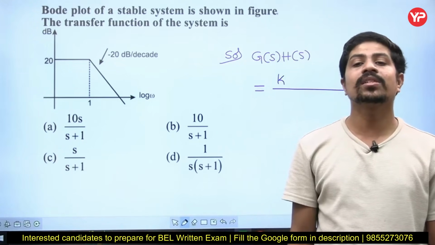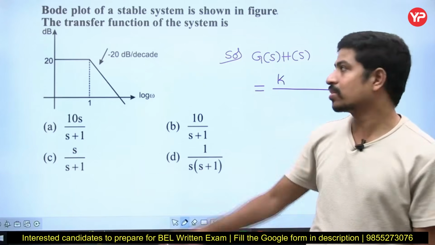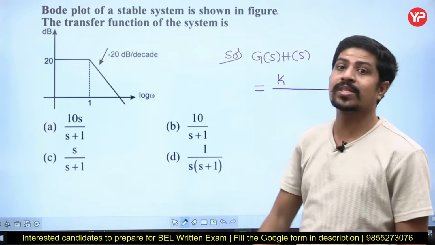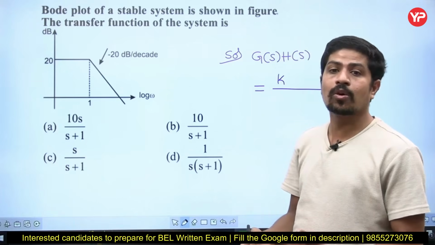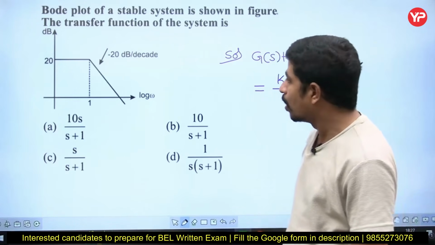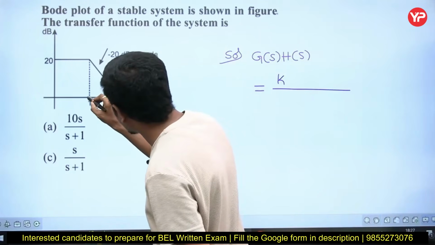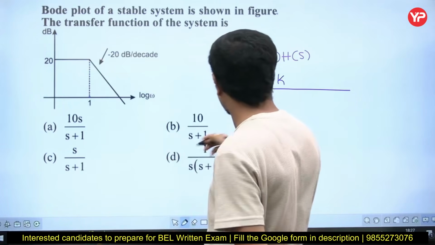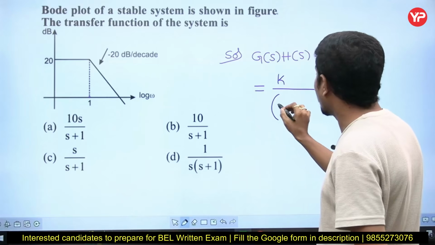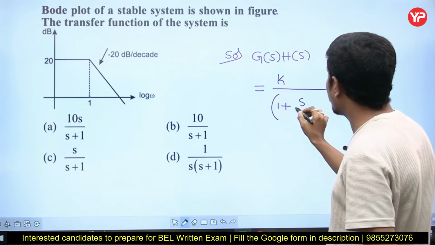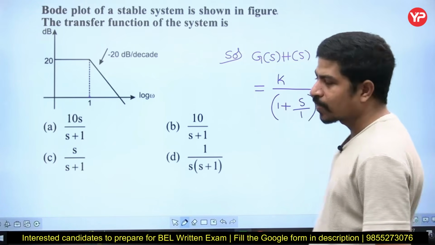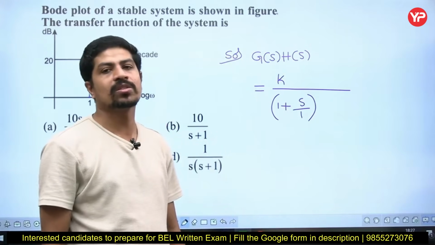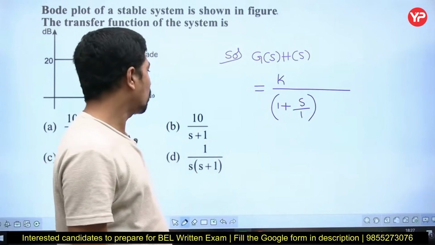Why is the initial slope 0? Because it's a straight line, and the slope of a straight line is 0. Initial slope will decide the number of poles or zeros present at the origin. As the initial slope is 0, there are no poles or zeros at the origin. But at omega equal to 1, the slope changes from 0 to minus 20, which means there is one pole at s equal to 1. A pole is always written in the denominator. This is time constant form: K by 1 plus s by 1.